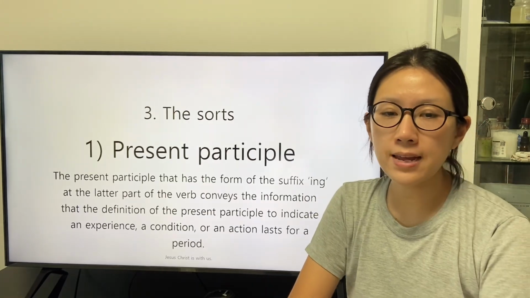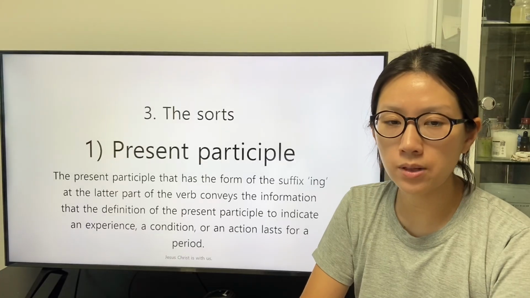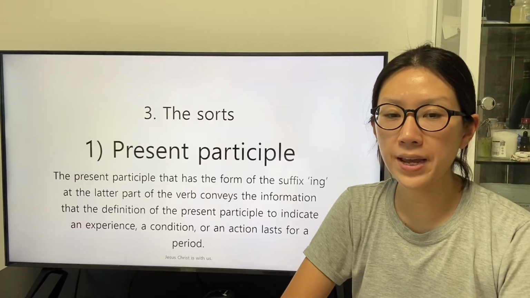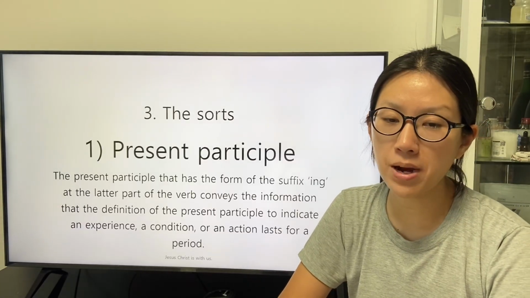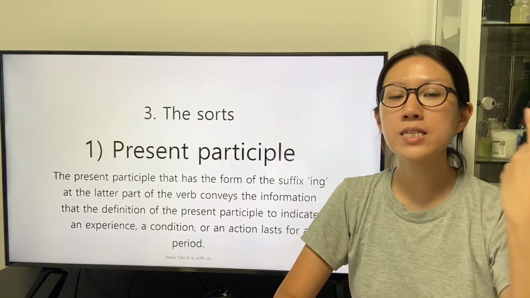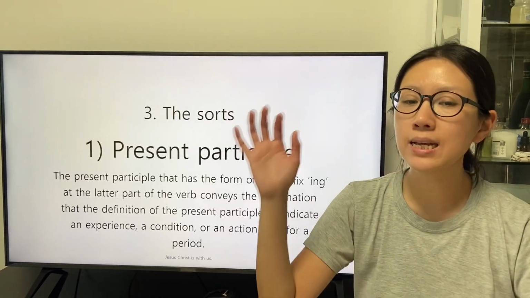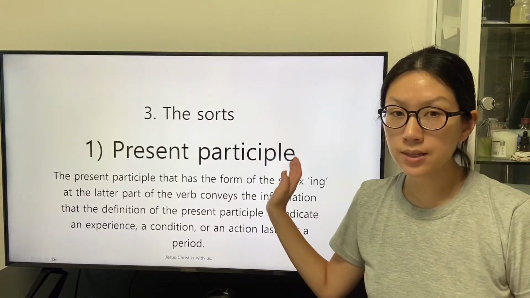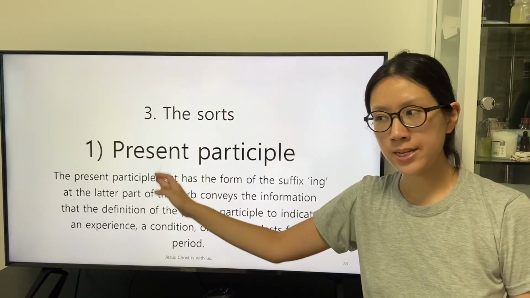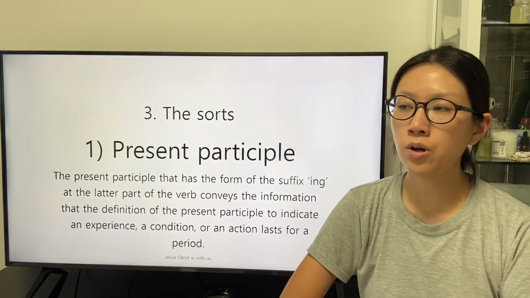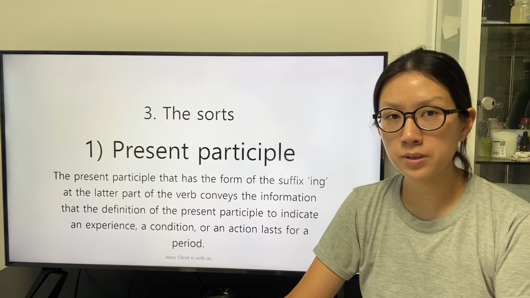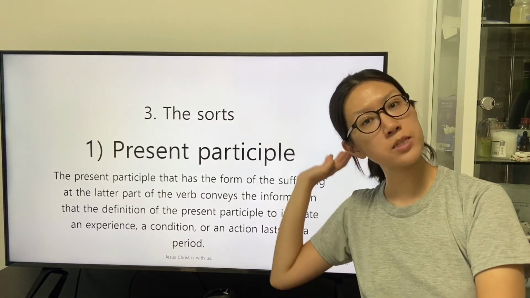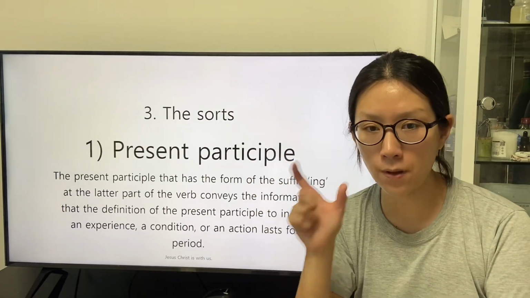The present participle that has the form of the suffix ing as the latter part of the verb is the body of the present participle. It conveys the information that the definition of the present participle indicates an experience, a condition, or an action that lasts for a period. This explanation is applied to a gerund, a present participle as an adjective as well as an adverb, because this explanation is about the form of the present participle.